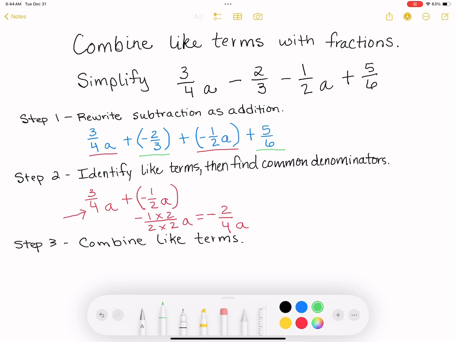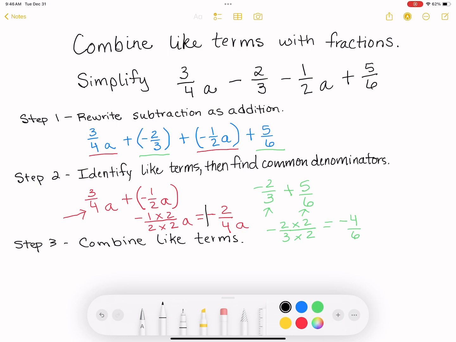All right, now I'm going to go back to my other like terms, and I'm going to rewrite those down below. I have negative 2/3 plus 5/6. I see that the 3 and the 6 are my denominators, and I can make 6 for my common denominator. In order to do that, I just need to multiply that negative 2/3 by 2. So I'm rewriting it and multiplying by 2 to get negative 4/6.